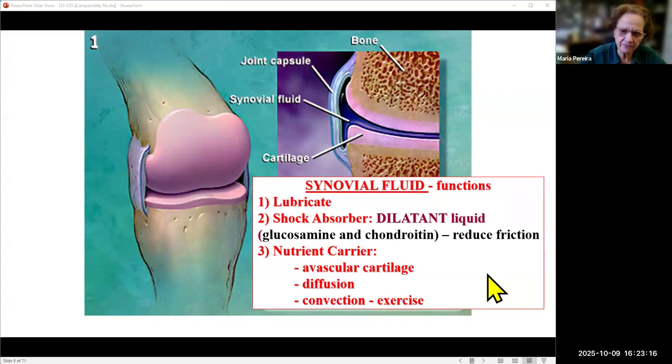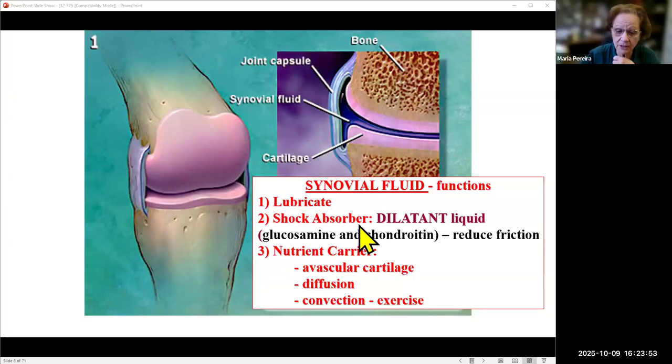Another very important and very interesting function of the synovial fluid is that it acts as a shock absorber. So you would think of a pillow, right? And actually there are the fat pads that are also components of this knee joint, but the fat pads are made up of adipocytes. The synovial fluid provides a shock absorber by a different mechanism.